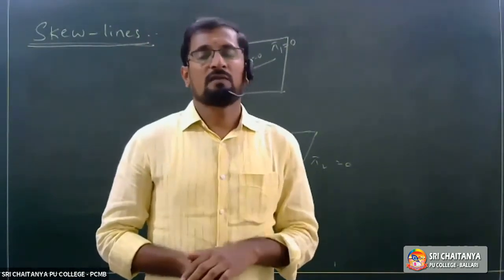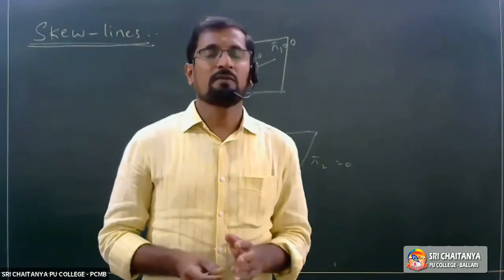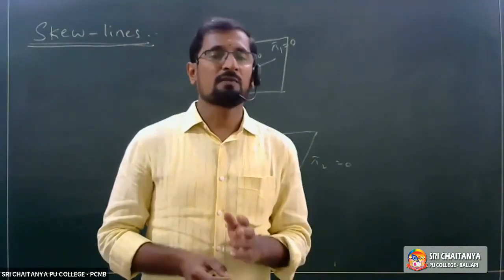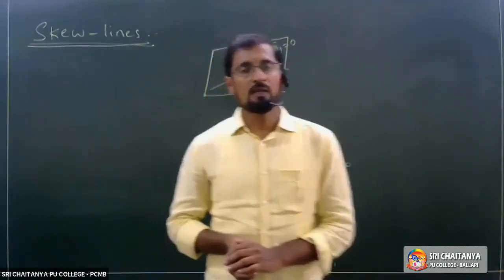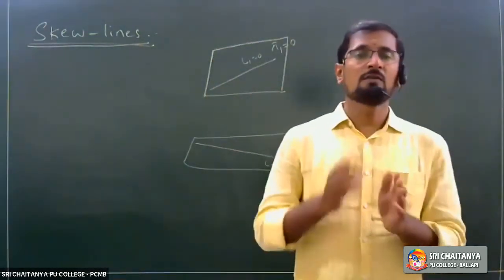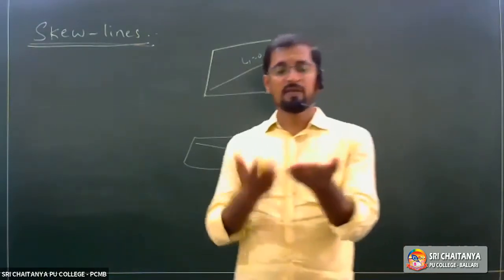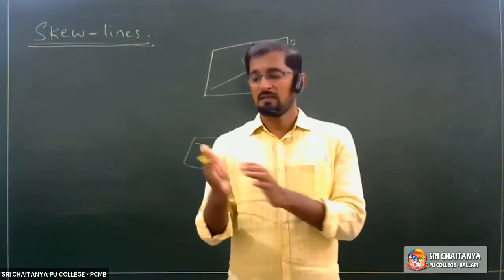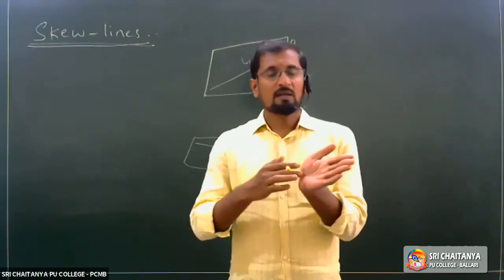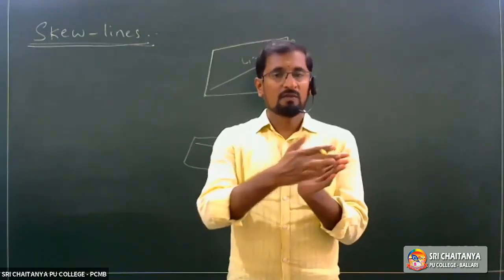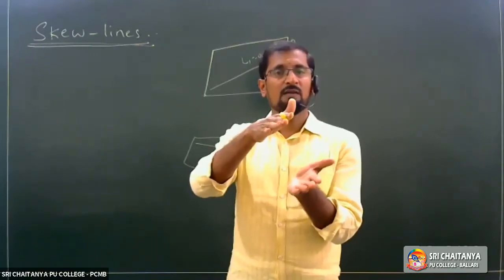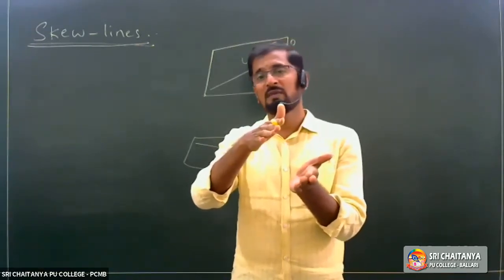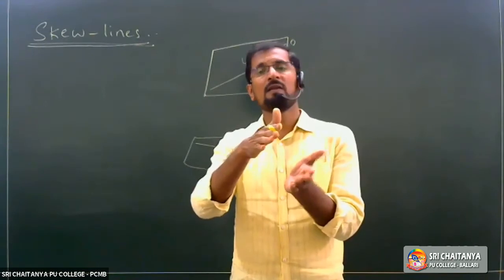Second point in skew lines: two skew lines always depend upon two different planes. Two skew lines lie in two different planes. Suppose this is one plane and this is another plane, one line will be like this and another line will be like this. They never intersect. The planes will be parallel, but the lines will not be parallel.